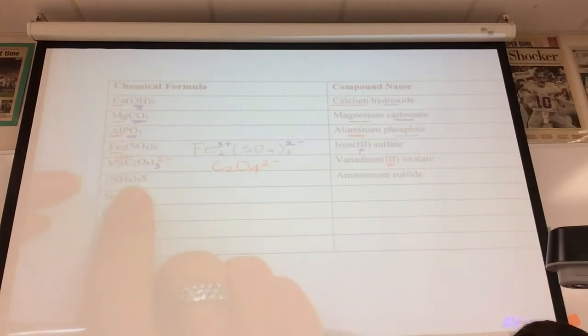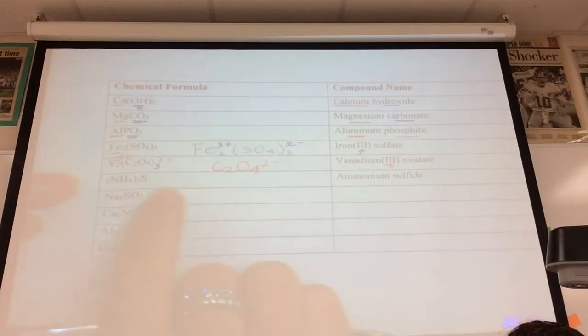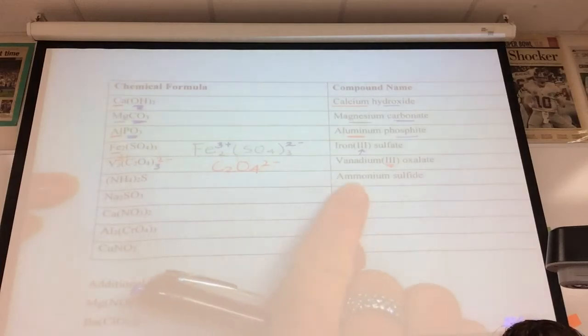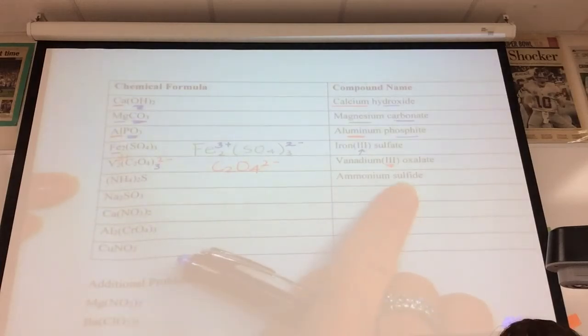This one here is a little bit different. The polyatomic ion is in the front. Look on, well, it's right here. NH4, 1 plus is ammonium. This is a monatomic anion, so it ends in IDE, ammonium sulfide.